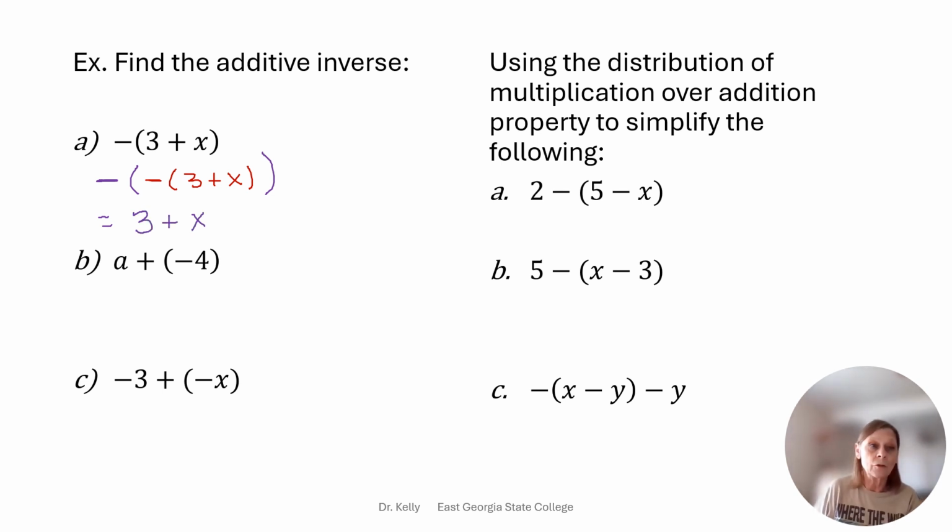Okay, so to do the additive inverse here, it's going to be negative and some stuff in parentheses, and what goes in the parentheses in this case is going to be a plus this negative 4.